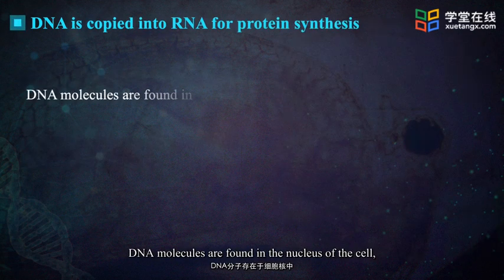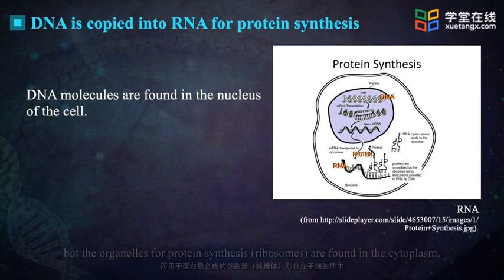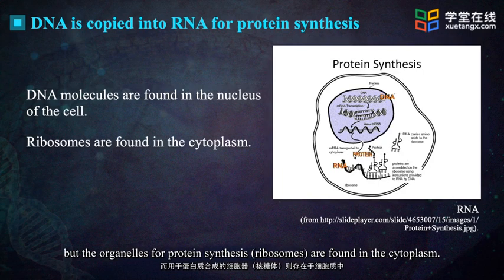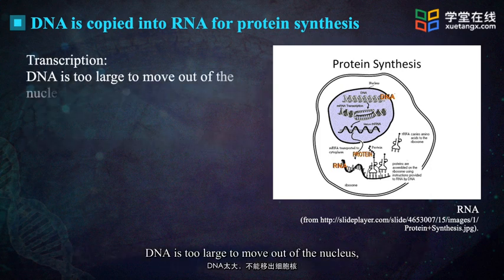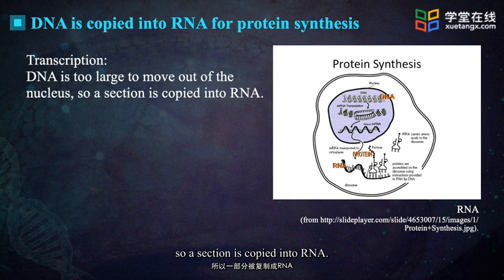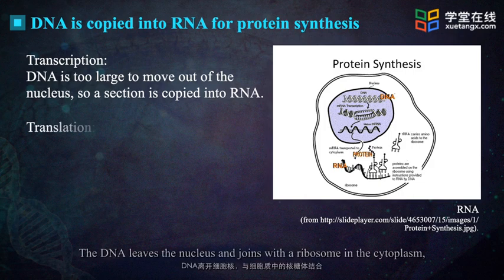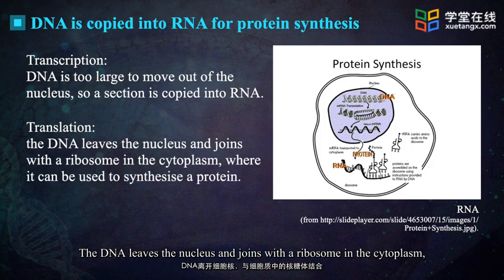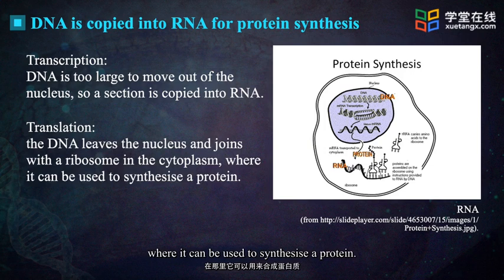DNA molecules are found in the nucleus of the cells, but the organelles for protein synthesis, that is ribosomes, are found in the cytoplasm. DNA is too large to move out of the nucleus, so a section is copied into RNA. This process is called transcription. The RNA leaves the nucleus and joins with a ribosome in the cytoplasm, where it can be used to synthesize a protein. This process is called translation.